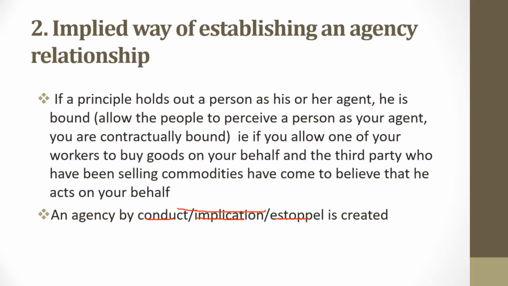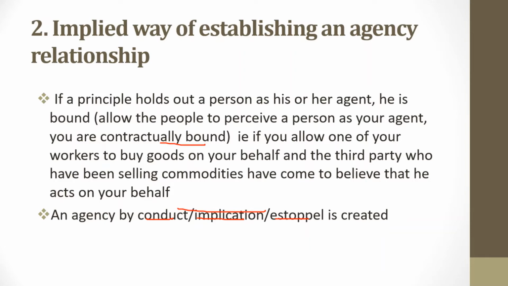Just like the word conduct suggests, if the principal holds out a person as his or her agent, then that principal will be bound by the actions and the transactions that agent enters into. An example here would be that if John allows people to perceive Peter as his agent, then John will be contractually bound. This is in relation to the first example we used as we defined the agency relation.